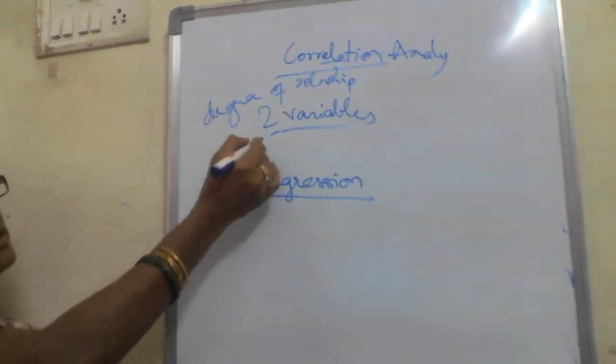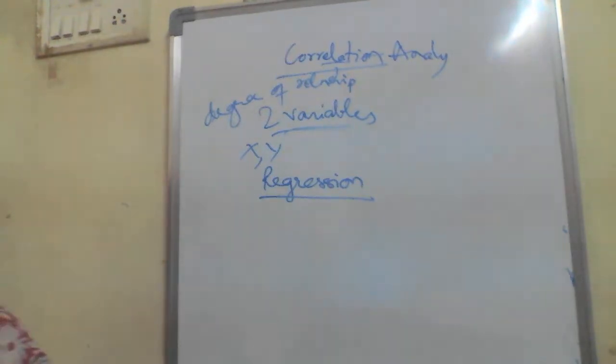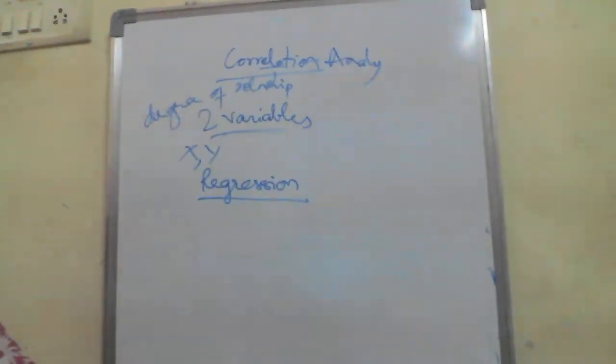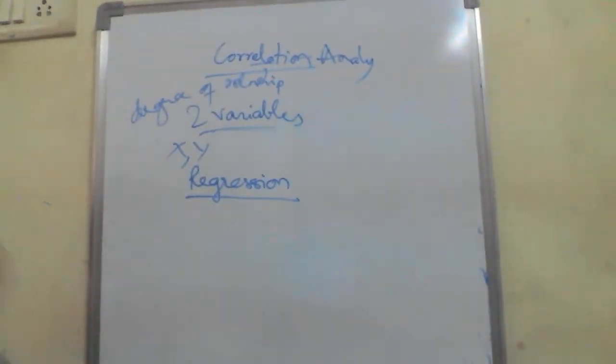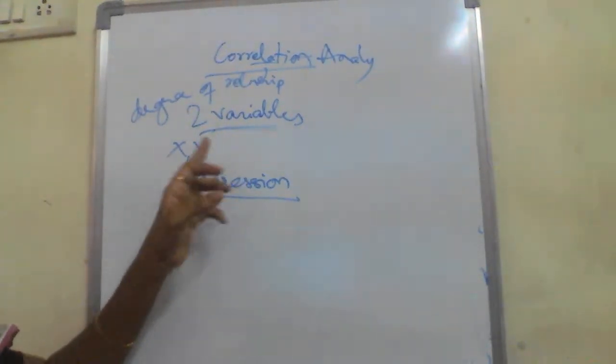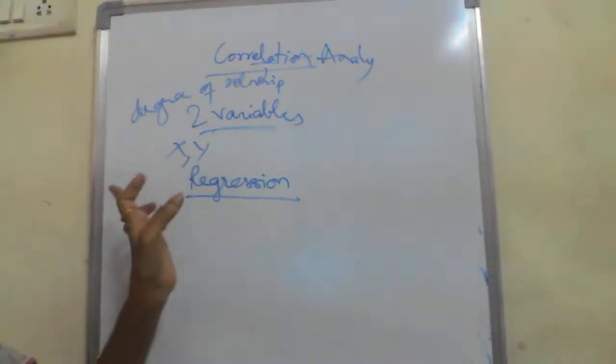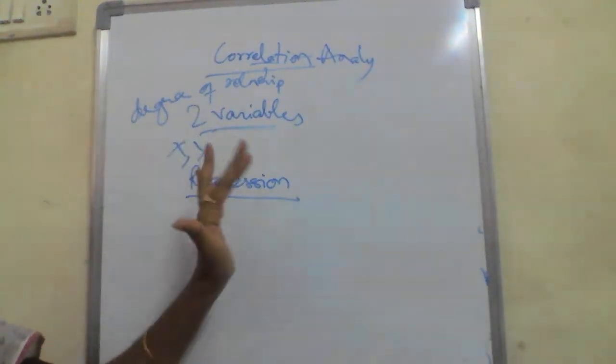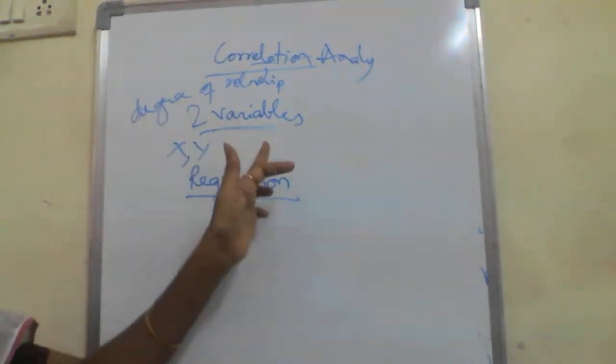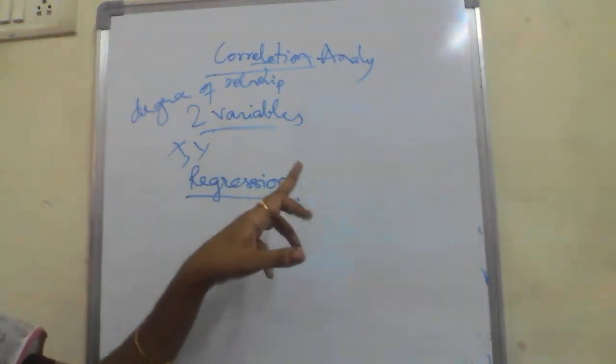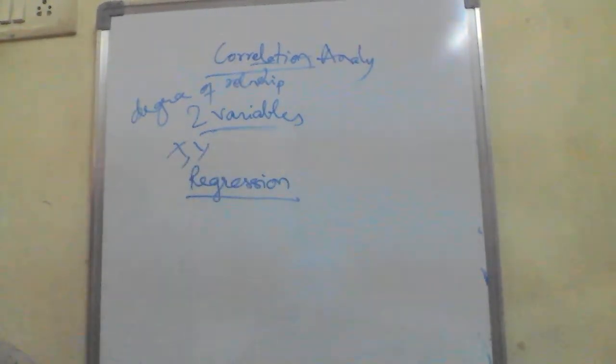For example, x comma y, the relationship that exists between two variables x comma y. Here we find the correlation between these two variables, and the two variables are said to be correlated with each other. So they are related with each other. If one variable changes, the other variable also will change. Depending upon this, I have given the types of relationships.